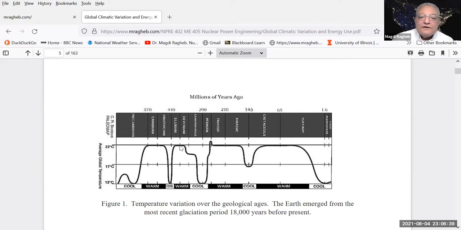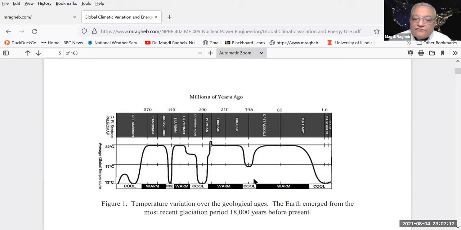You notice that it went back to 22s and even peaked higher in the Triassic period, that's the age of the dinosaur. It remained high and then came down again. It went up high. And lo and behold, we are at a period of low temperature of the Earth. This is now, within the last few, this is a scale that goes over millions of years.